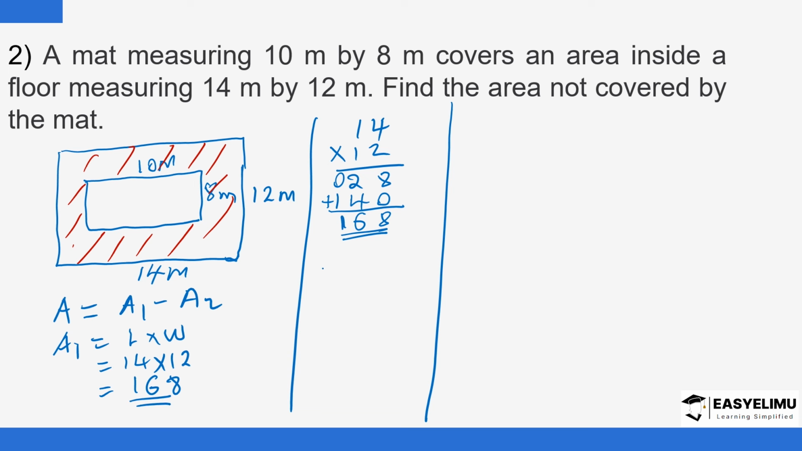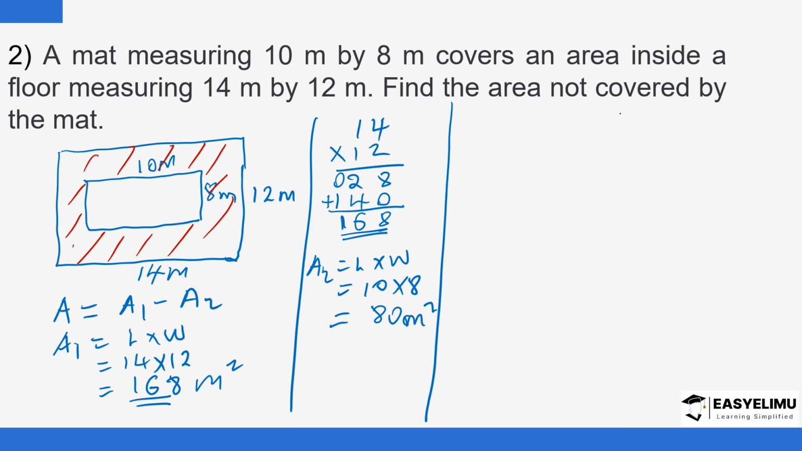Now we move to A2 again, which is the area of the unshaded region. Again, it is length times width. The length of the unshaded region is 10, and the width is 8. So the product of the two: multiplication by powers of 10 is usually easy. You simply add the 0. So 8, and then you add the 0. That is 80 square meters. So we are supposed to find the difference between the two.